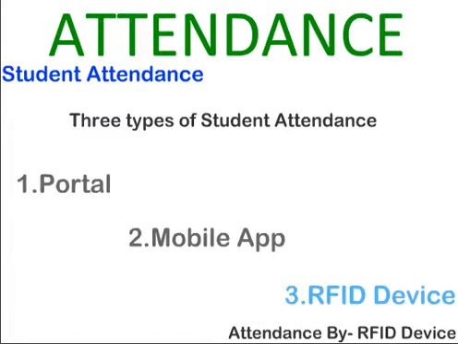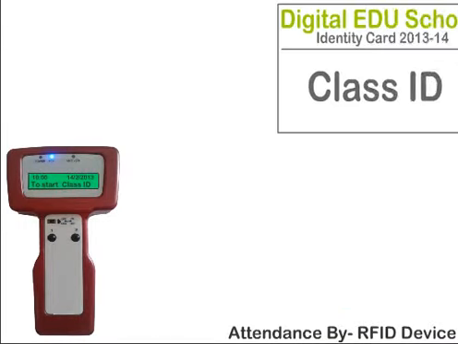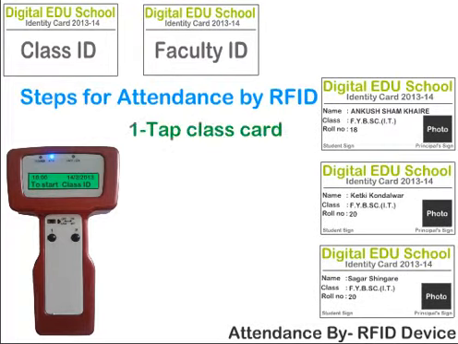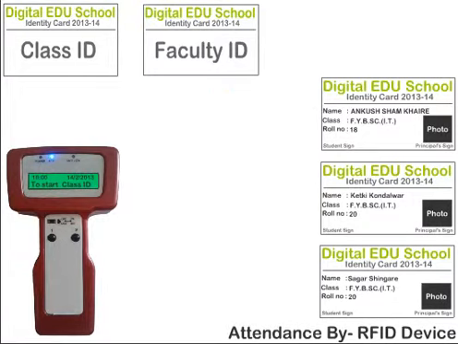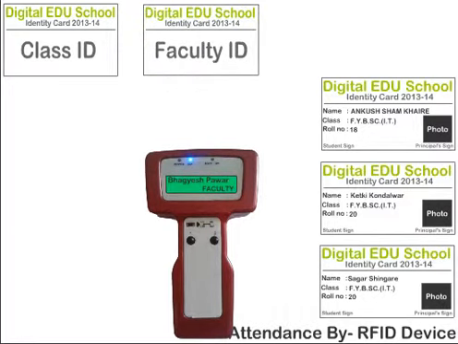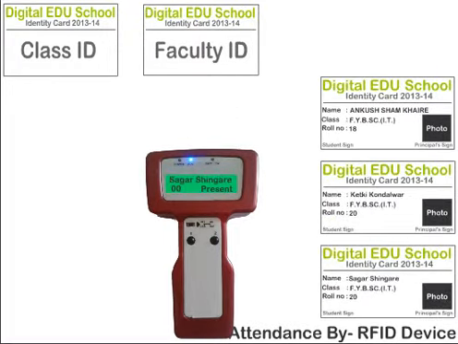The third method is using RFID technology. Here, a card is assigned to each classroom, teacher, and student. For capturing the attendance records, the cards have to be tapped in a required sequence. First, the class card is tapped and then the teacher's ID. Now, cards of all present students can be tapped one by one. The captured data is then uploaded into the system easily.